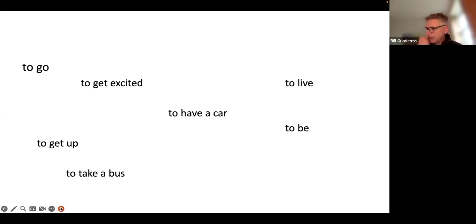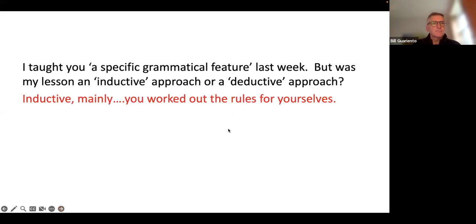So I was trying to do an inductive approach, which, as Takwa says, means asking students to work things out for themselves. And some of you were able to work this out for yourselves. Good. So last week I taught you a specific grammar feature, and my approach was inductive mainly. You work the rules out for yourselves.